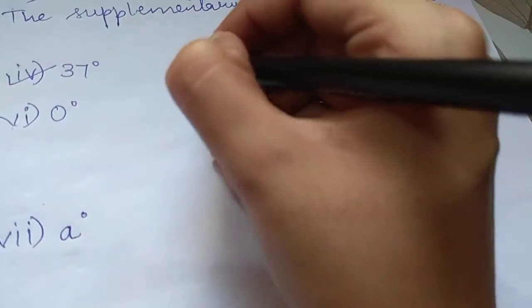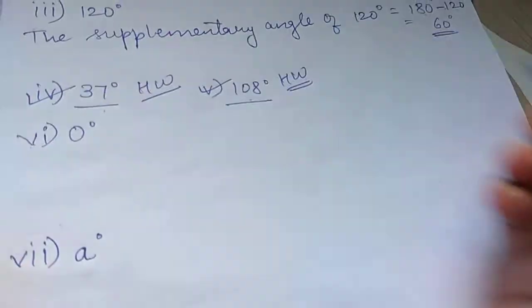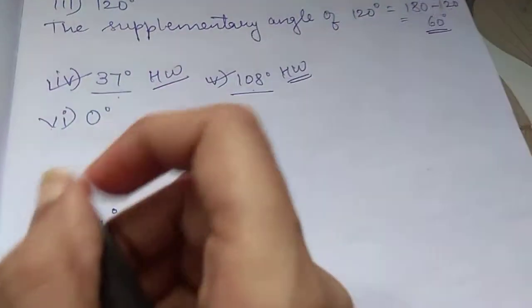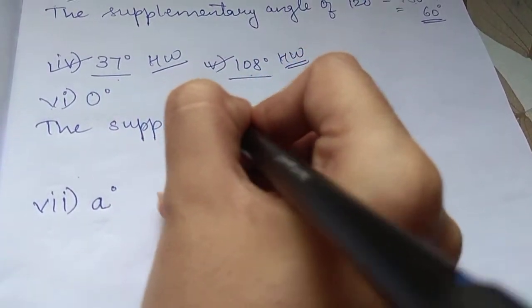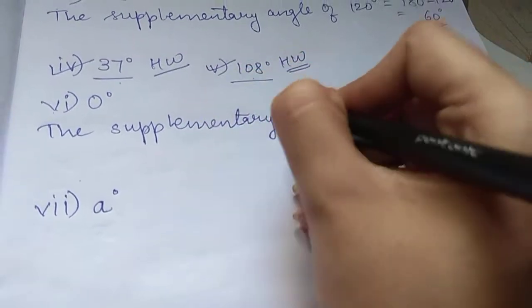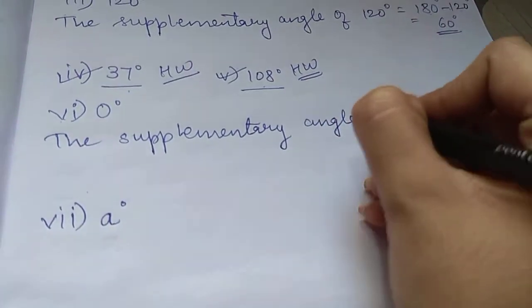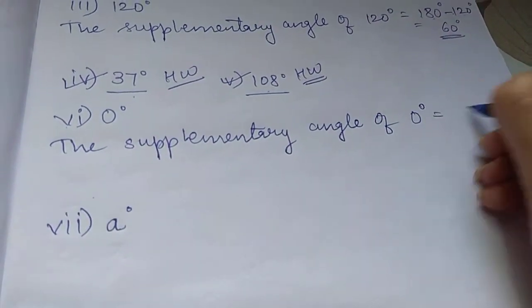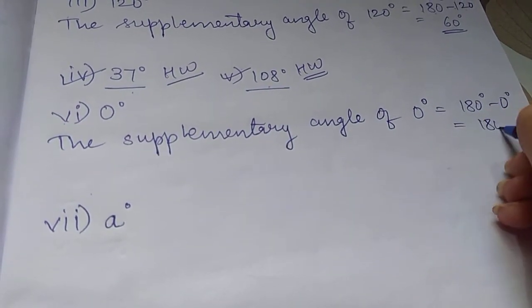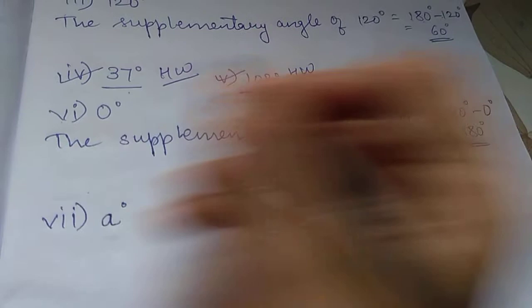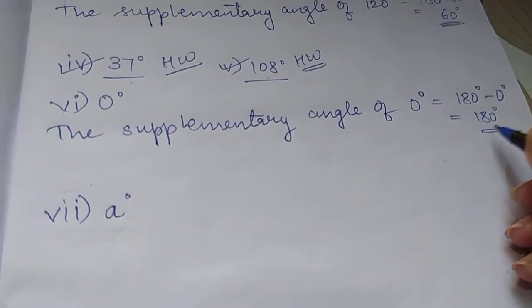Again, the fourth and fifth sums are for homework. They are 37 and 108 degrees. Next, 0 degrees, the supplementary angle of 0 degrees is 180 minus 0, which is 180 degrees. Means one angle is 0 degrees, another angle is 180 degrees.